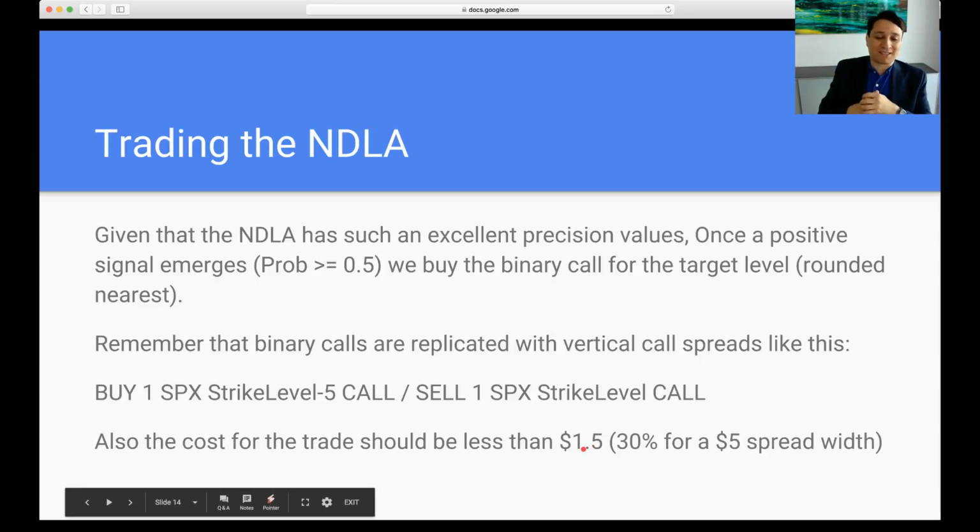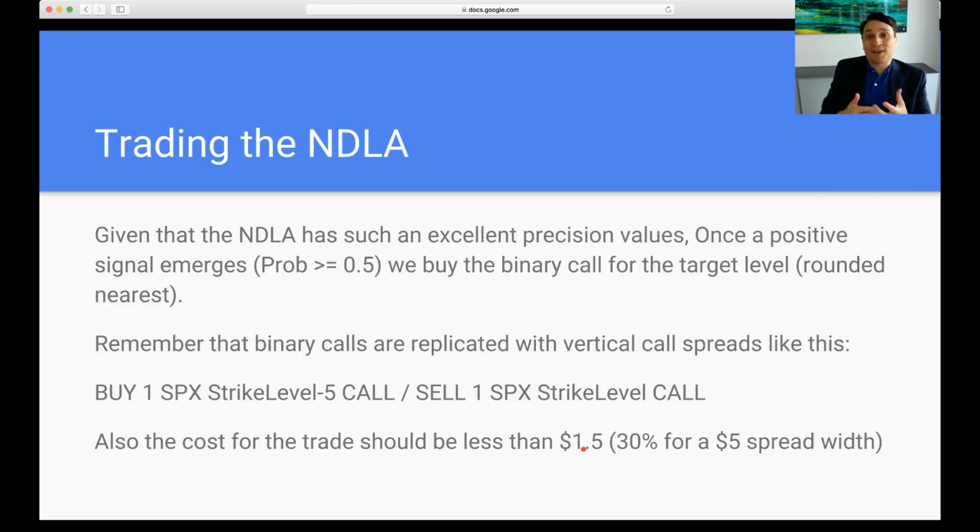I never go in for things higher than 1.5. In fact, I never buy this spread if it's priced higher than 1. I tend to get the spread when it's like 0.7, 0.8. I am a cheap person, I guess, no? That makes me cheap. I like to look for very cheap binary calls because they have way more edge than the expensive ones. But in general, if it's lower than 1.5, it's a good entrance.